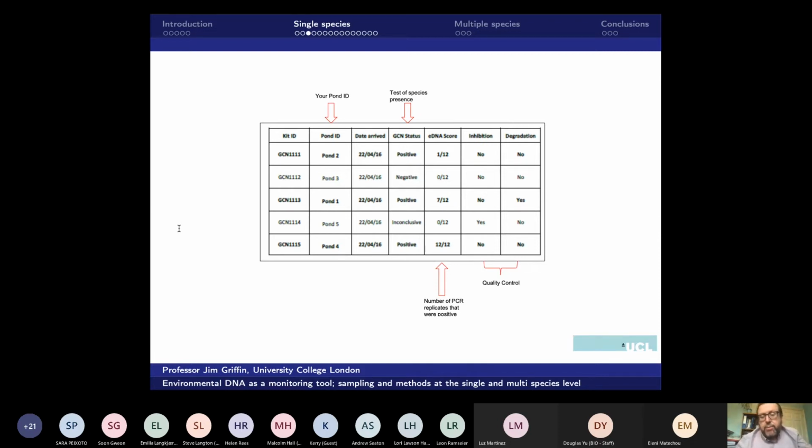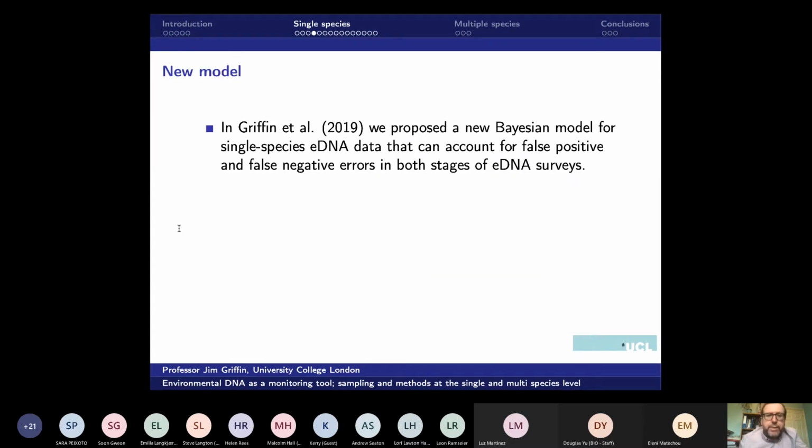People often will try and take these eDNA scores and then turn them into occupancy problems. But it seems sensible to at least take into account this uncertainty here. And that will allow us to understand the quality of the methods that we're using.